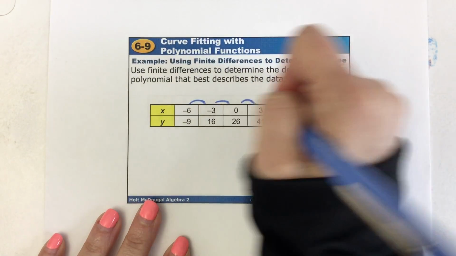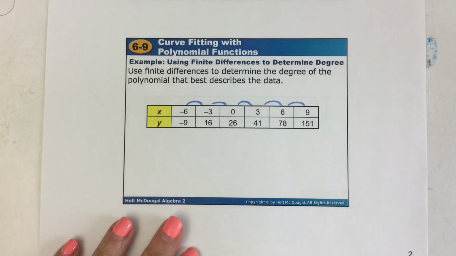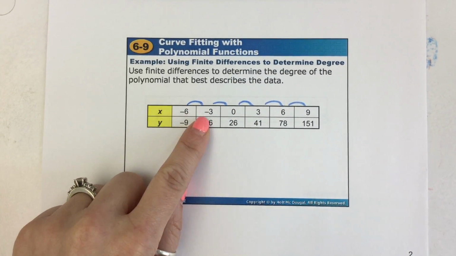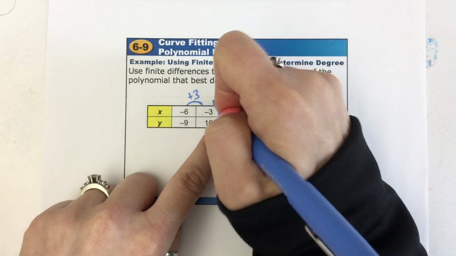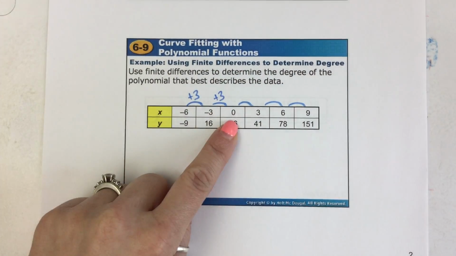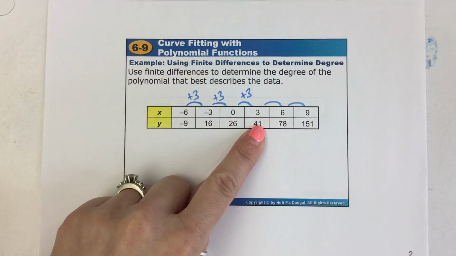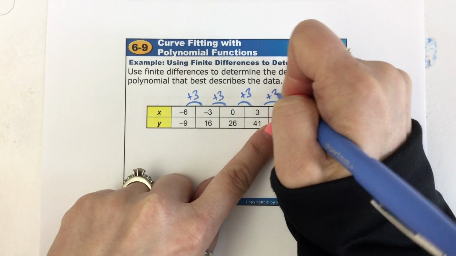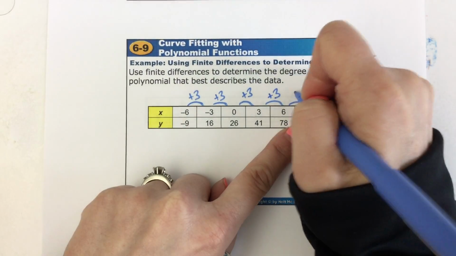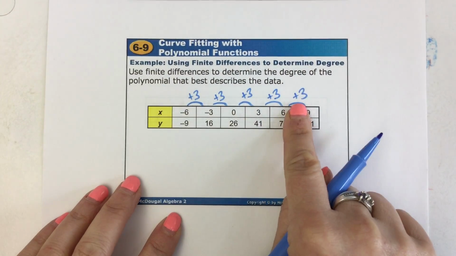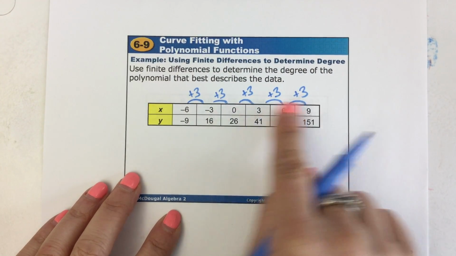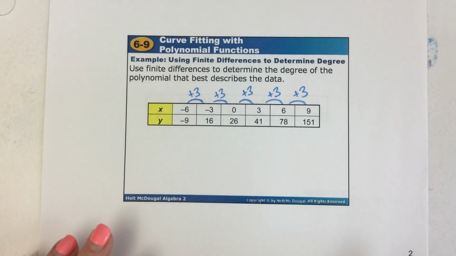You do have to show me that the x values are evenly spaced. So to get from a negative 6 to a negative 3, add 3. To get from negative 3 to 0, add 3. To get from 0 to 3, add 3. To get from 3 to 6, add 3. To get from 3 to 9, add 3. These are evenly spaced. That's why this method works. If these were not evenly spaced, you could not do this.